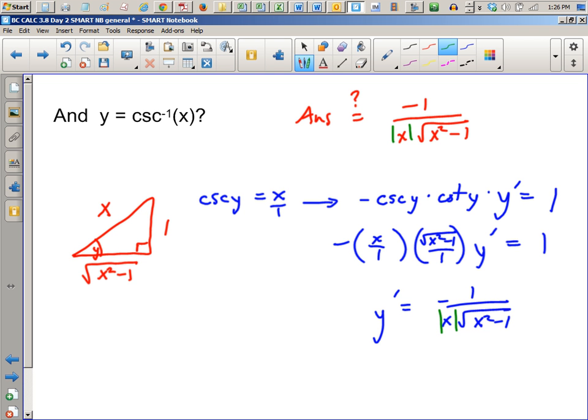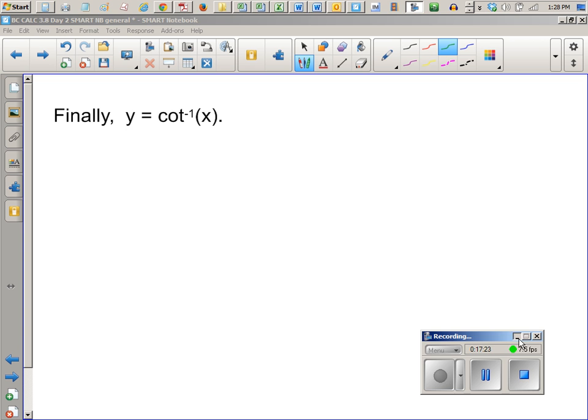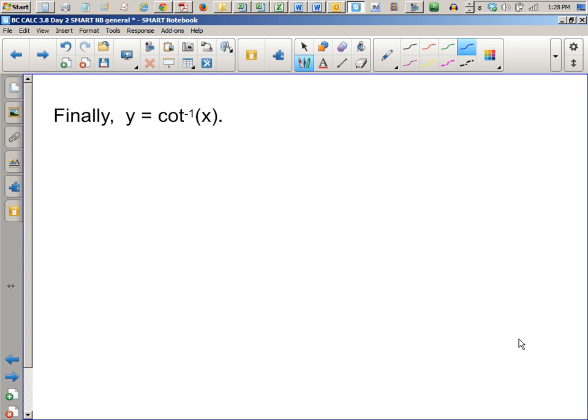Okay, that leaves us with one last one. And I thought maybe you could try drawing the triangle and deriving it yourself. It's the arc cotangent. You might even be able to guess the answer, because we already did arc tangent. But do it anyway, and see if it worked. Okay, so I'll run through it real quick, just to make the video complete.